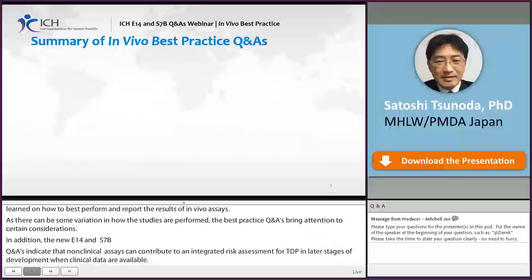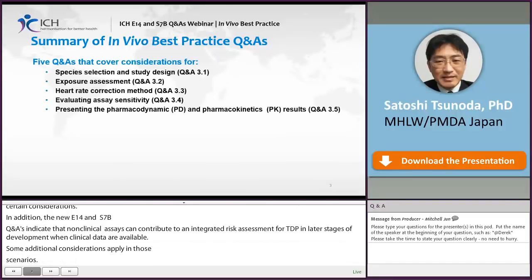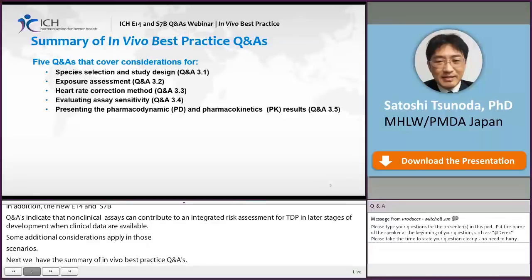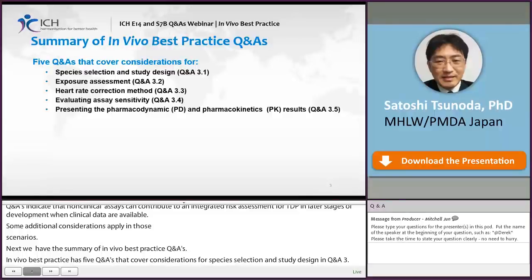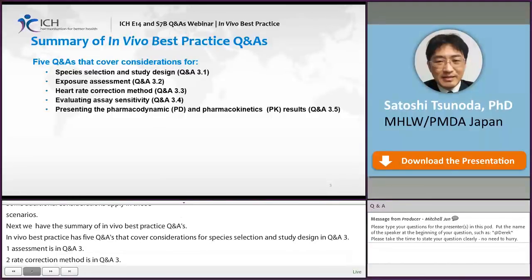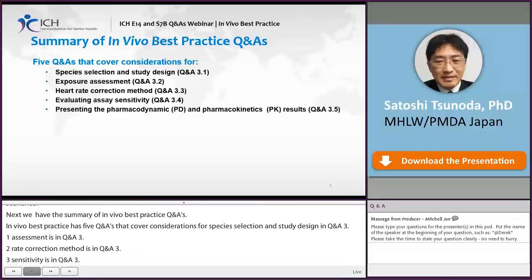The next slide shows a summary of the in vivo best practice Q&As. In vivo best practice has 5 Q&As that cover consideration for species selection and study design in Q&A 3.1, exposure assessment in Q&A 3.2, heart rate correction method in Q&A 3.3, evaluating assay sensitivity in Q&A 3.4, and presenting the PD and PK results in Q&A 3.5.